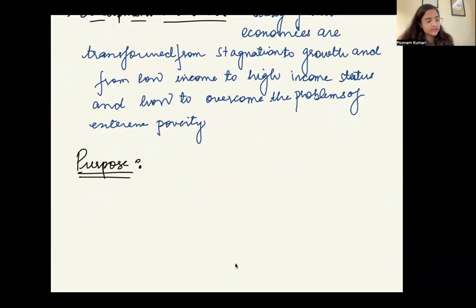So the purpose of development economics or development study? Development studies and development economics are more or less synonymous. So what is the purpose here? The purpose is to understand how you can improve the life of people. How can you improve the life of the global population? How can you improve the life of any particular country's population? How can you improve the life of any particular individual region? That is the goal.